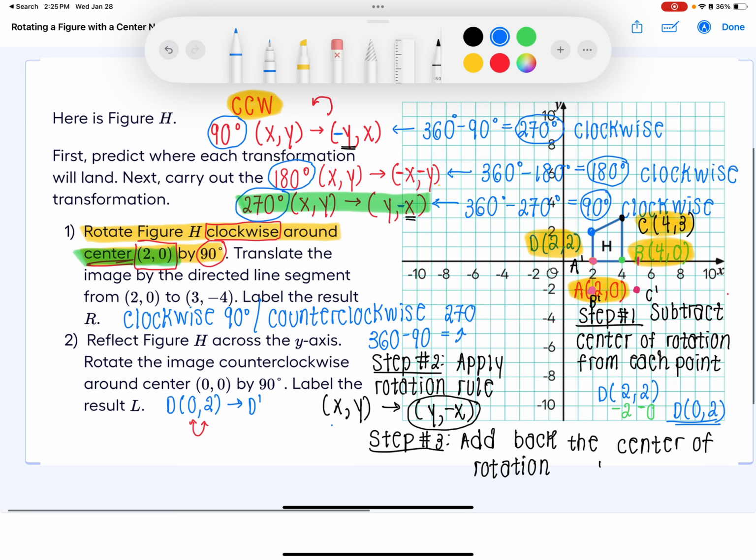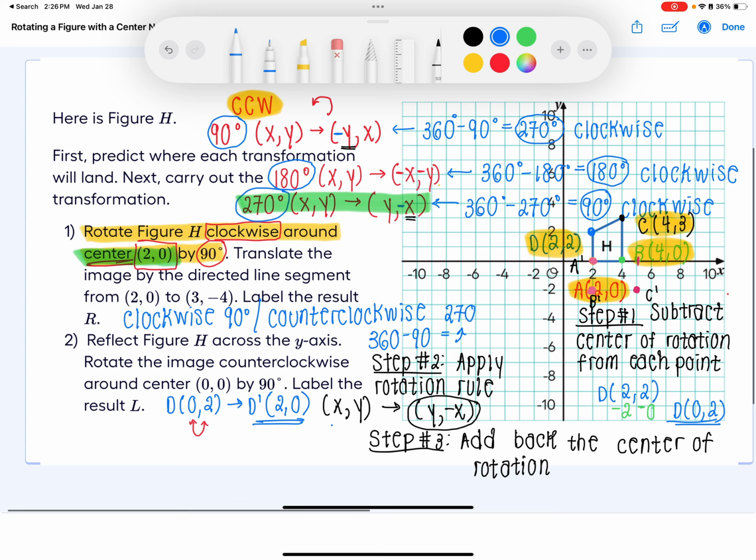And we're going to get d prime is 2, 0. And then we're going to write the opposite sign for our new y value. Whatever is in the y value right now, we're just going to write the opposite sign. And again, because it's 0, there's no negative 0, so I'm just going to leave that as 0.